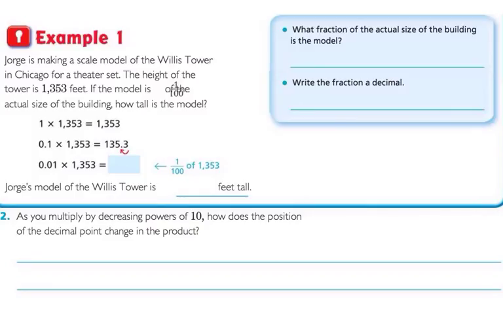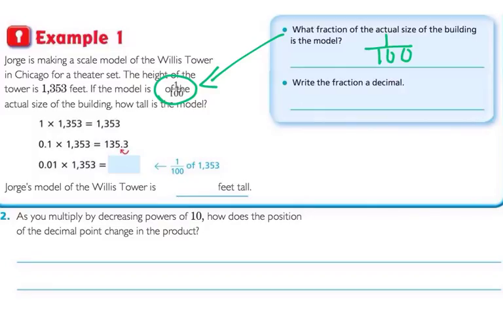So we're going to read about Jorge. Jorge is making a scale model of the Willis Tower in Chicago for a theater set. The height of the tower is 1,353 feet. If the model is 1/100th of the actual size of the building, how tall is the model? Now, because the model is 1/100th, we know that the model is smaller. So right here, it says the model is 1/100th the actual size. So we would write that information down here, and we know that's connected directly to what we read in the word problem.